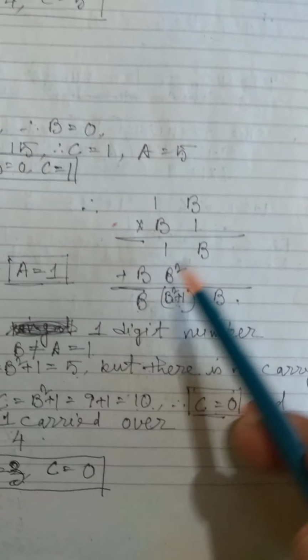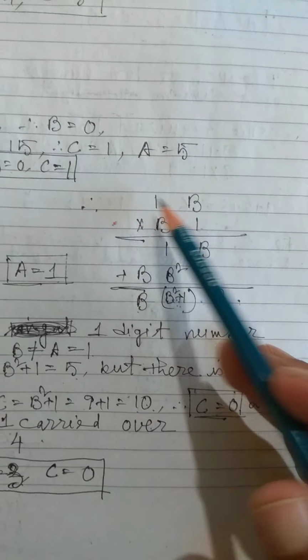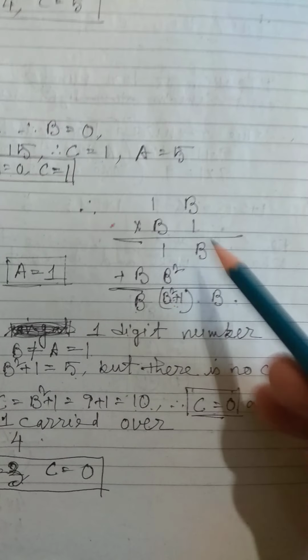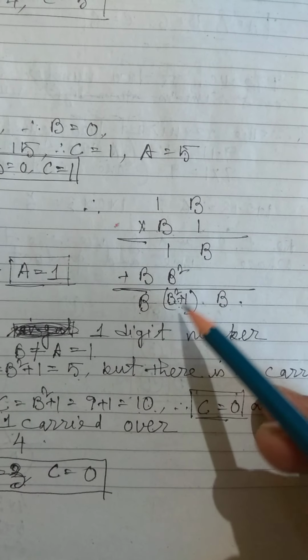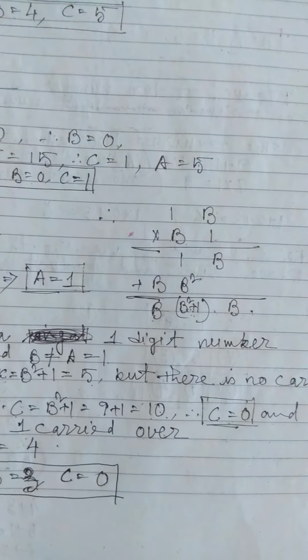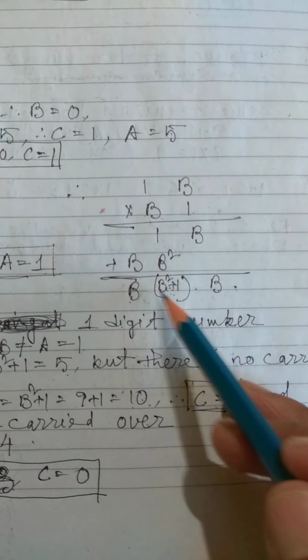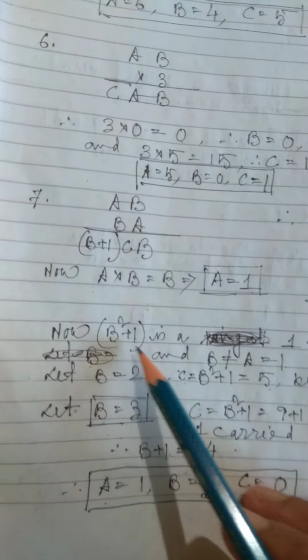Now after multiplication it is 1 into B, B, 1 into 1, 1, B into B, B square, and B into 1, B. Now it is B, B square plus 1, and B. Here B square plus 1 is a 1 digit number.